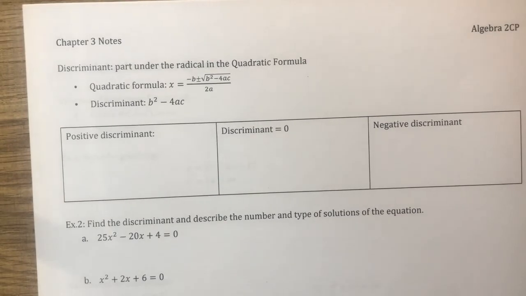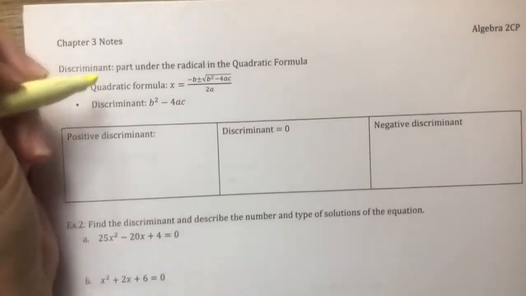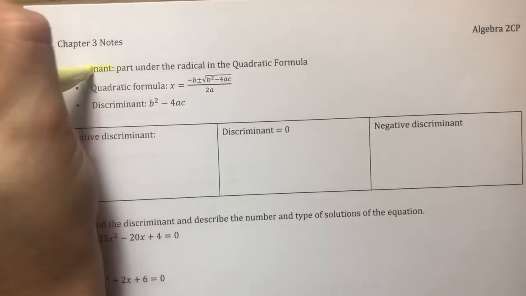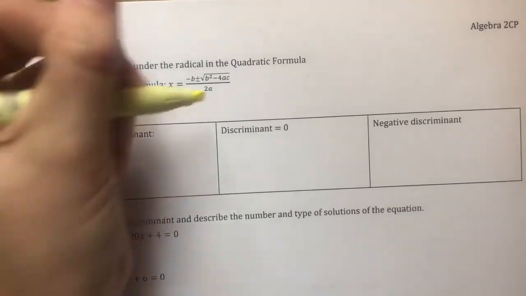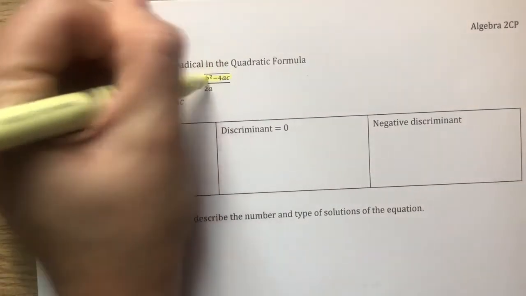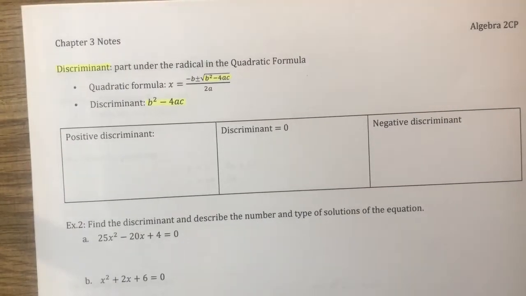Okay, so the discriminant. The discriminant is the section or the part of the quadratic formula that's underneath the radical. So it's only the b squared minus 4ac. And what the discriminant does is it tells you how many real solutions you have versus imaginary solutions.